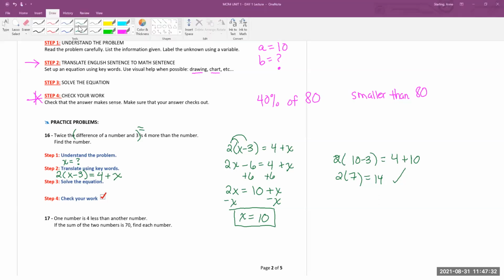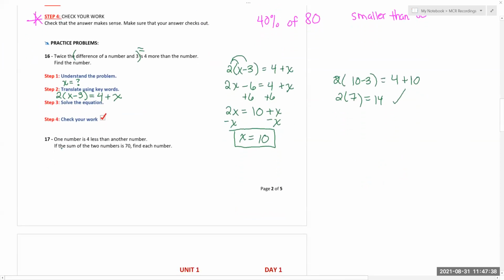So then moving on to question 17. Again, good place to pause and try it. One number is 4 less than the other number. Find each number. Okay, so this one, I need number 1 and I need number 2. So when I'm figuring out my answer, I need 2 numbers. Let's call x the first number. One number is 4 less than the other, so let's call x minus 4 the second number. So x is the first number, the other is 4 less.